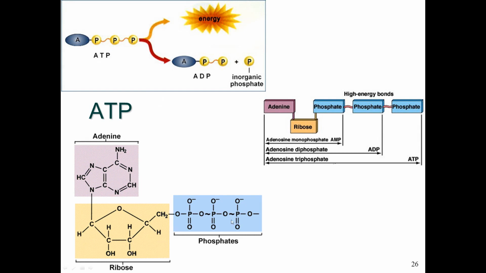When you split one of those phosphates off to get that energy, you have 2 phosphates left. Now you have ADP, adenosine diphosphate, instead of adenosine triphosphate. And then of course you can knock another one off and you've got AMP, adenosine monophosphate.